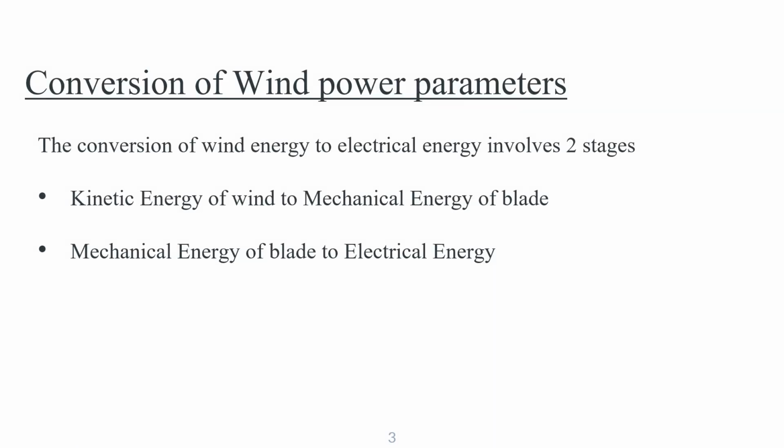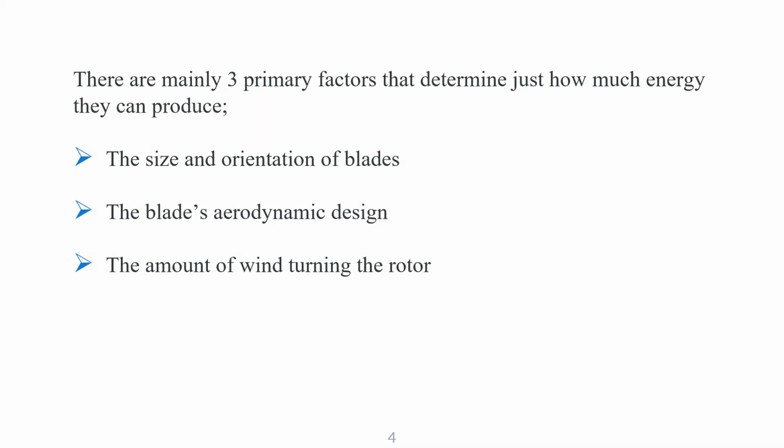Then comes to conversion of wind power parameters. The conversion of wind energy to electrical energy involves two stages: kinetic energy of wind to mechanical energy of blade, and mechanical energy of blade to electrical energy. There are mainly three primary factors that determine just how much energy they can produce: the size and the orientation of blades, the blade's aerodynamic design, and the amount of wind turning the rotor.